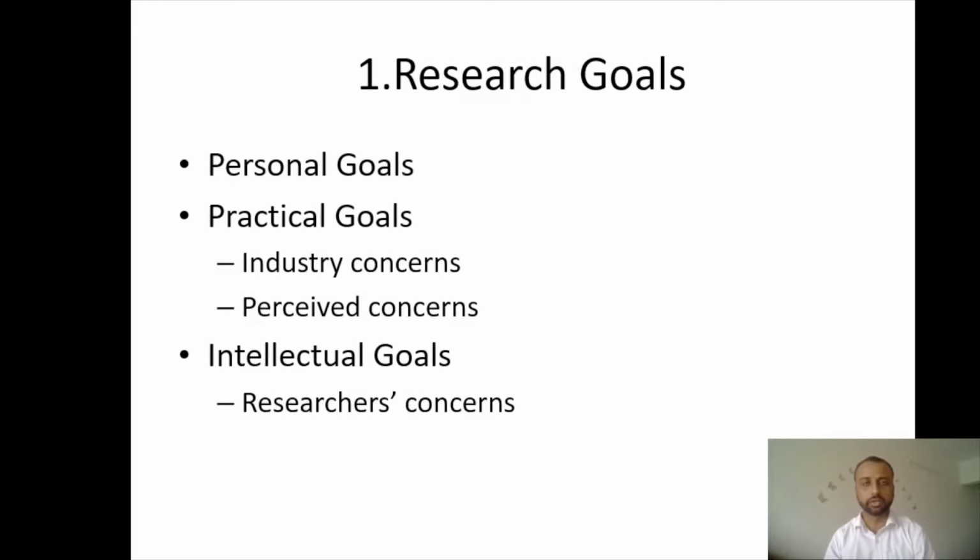Intellectual goals are most important for the researchers because for them, in order to bring a new theory or a new patent or a new intellectual property is important. But for management professors or for applied researchers, practical goals dominate over intellectual goals, because there you try to solve the concerns of the industry or the concerns that you perceive that the industry is facing. But I'm sure personal goals would take priority above practical and intellectual goals for most of us.